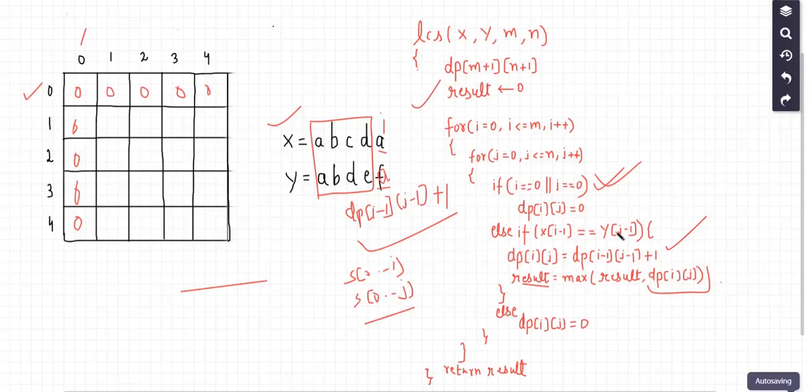Fine, otherwise if the characters do not match, then the LCS for these substrings will be 0 here. Okay, and finally I return the result. This will give me the longest common substring of these two strings. Fine, so once I have the length, this is just the length of the LCS, how would I generate the string, the actual LCS?